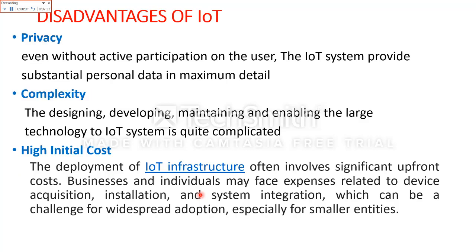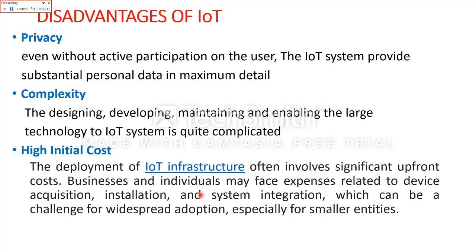But there are certain disadvantages with respect to IoT. You cannot assure the privacy of the end user in the IoT system, right? Even though there is an active participation of all users, the IoT system provides personal data in maximum detail, as IoT systems use different networking protocols and data is moving from one layer to another layer, and in between this data can be breached by any type of hacker or any type of third-party person. So privacy is a major concern in IoT.